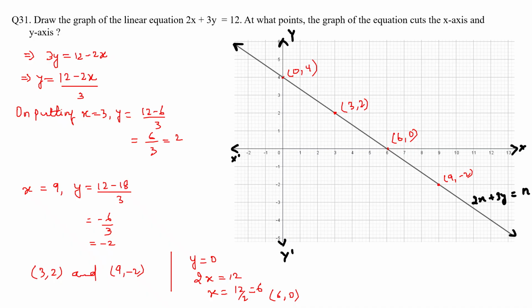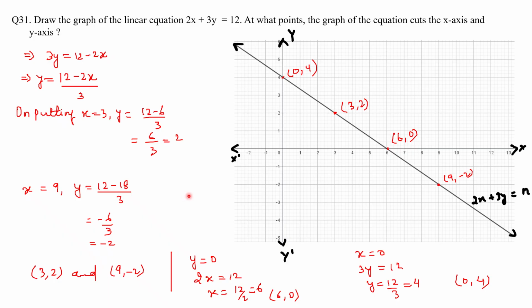Now if the graph cuts the y-axis, then the x coordinate will be 0. So from there, if you put x as 0, we'll get 3y equal to 12. So y equal to 12 by 3 equal to 4. So the coordinate will be (0, 4), which you can see from the graph also.